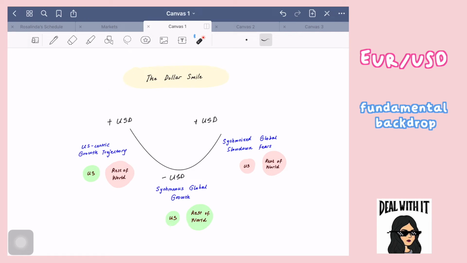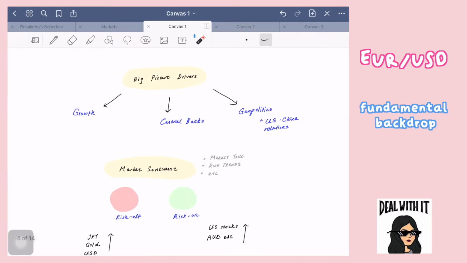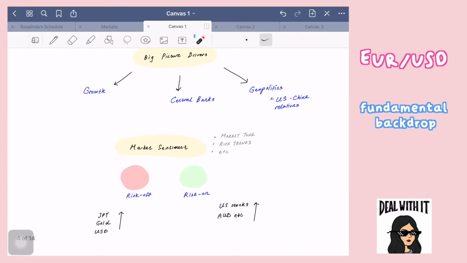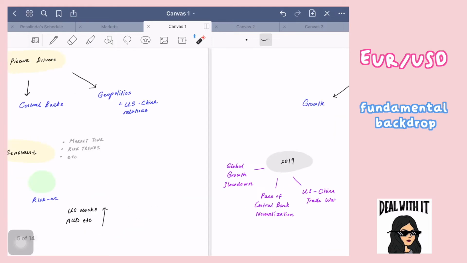It's basically developed by different analysts over the years to simplify this complicated creature that is the US dollar. And why it's complicated is precisely because it's a safe haven currency. So just to backtrack a bit, safe haven currency means that in risk-off environments, it will tend to appreciate.